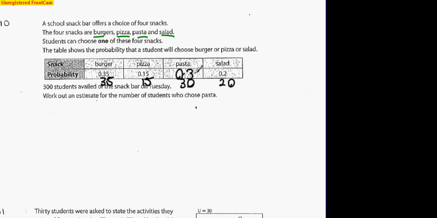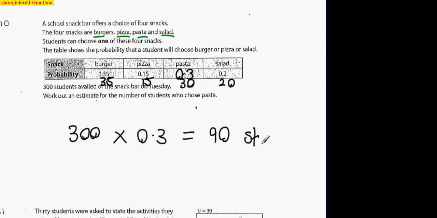Alright, 300 students availed of the snack bar on Tuesday. Work out an estimate for the number of students who chose pasta. If they chose pasta, it's going to be 300 students multiplied by 0.3. That will get you 90 students. Okay. Next one.